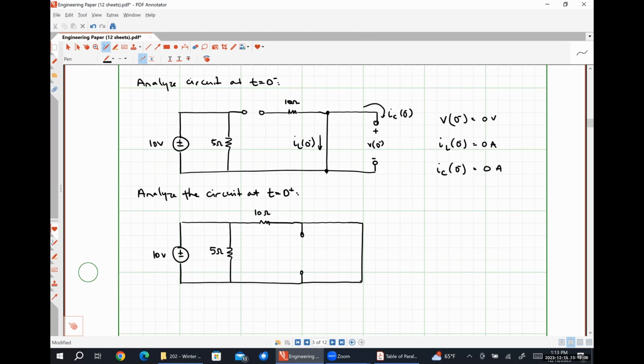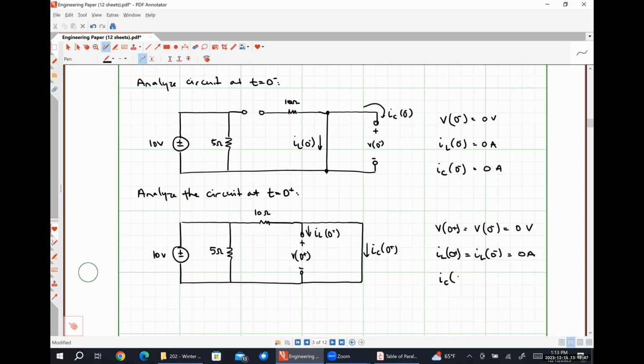Absolutely right. So just to define things clearly here, here's V at 0 plus. Here's IC at 0 plus. Here's IL at 0 plus. And we know that the voltage drop across the capacitor cannot change, so whatever value it had at 0 minus, it must continue to have at 0 plus. So we have 0 volts. The current flowing through an inductor cannot change abruptly, so IL at 0 plus must be equal to IL at 0 minus, which is 0 amps.